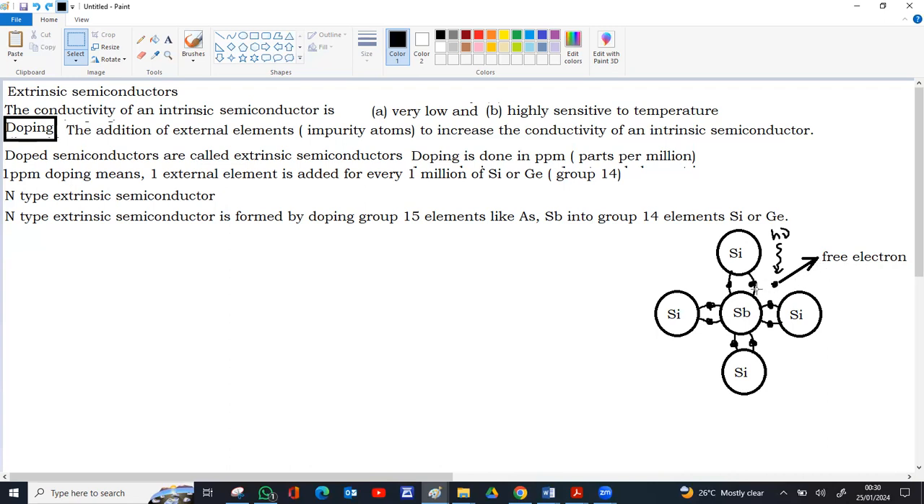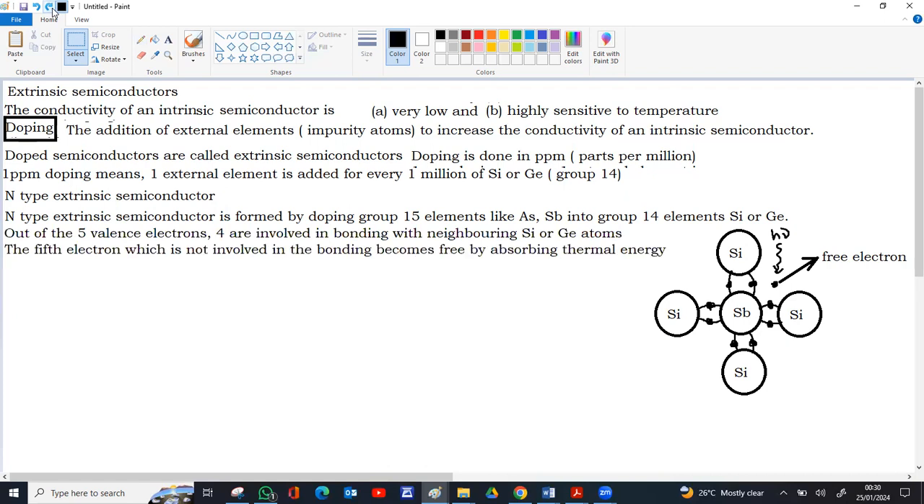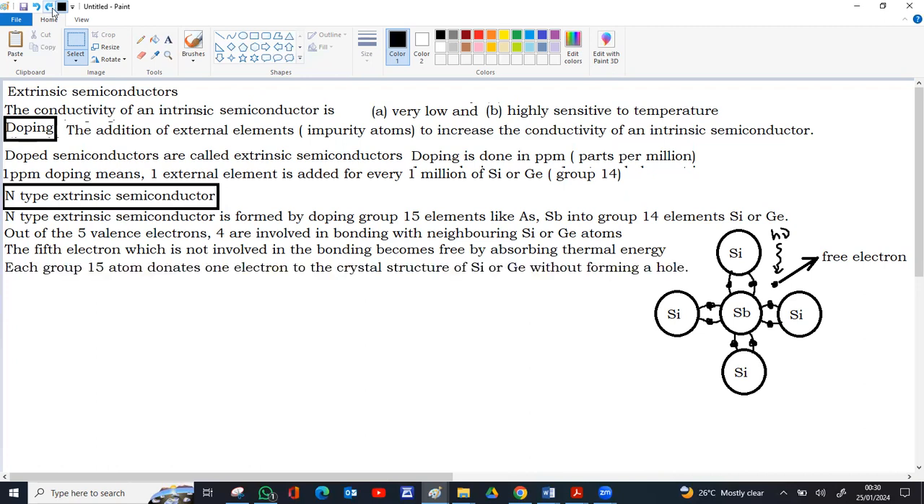This happens without creating a hole, because a hole is created only when a valence electron, the electron in the bond, is leaving. Here the fifth electron, which is not involved in any bond formation, is leaving, so it doesn't create a hole, but it gives a free electron. Every group 15 atom doped will provide one free electron without creating a hole. So each group 15 atom donates one free electron without forming a hole.